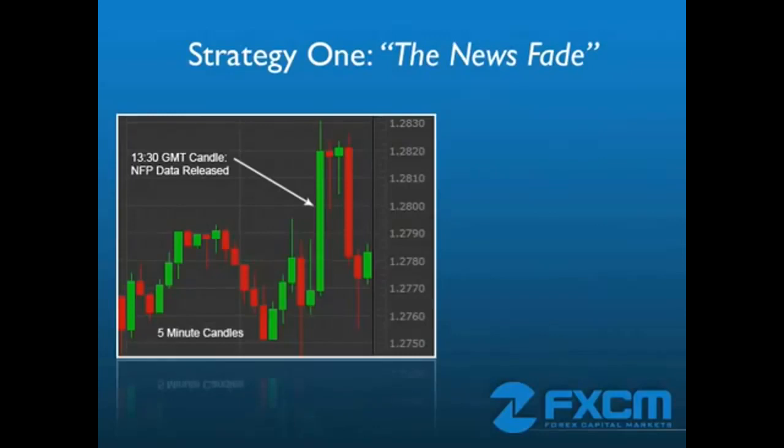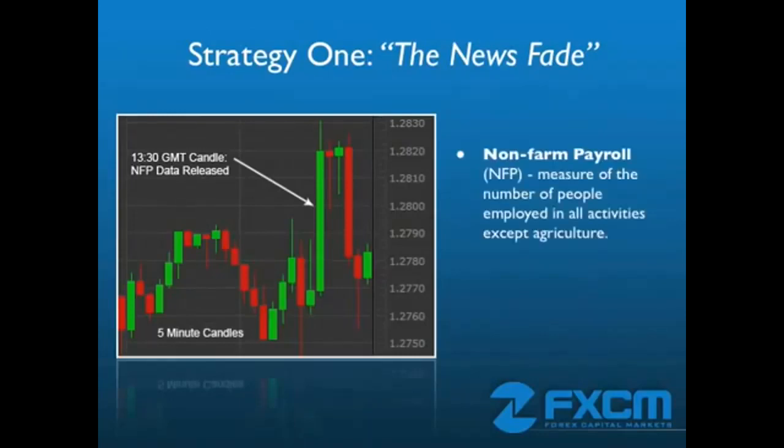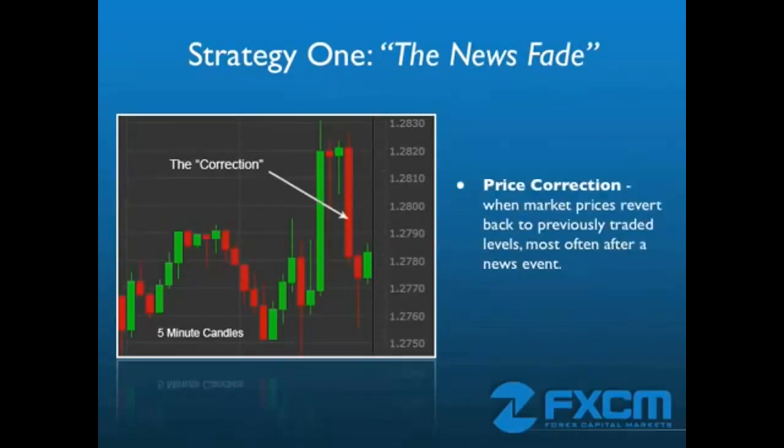Let's get started with the news fade strategy. When a news event is released, there is often a lot of irrational market movement. For example, this large spike occurred in the euro-dollar immediately following the release of non-farm payrolls, or NFP. NFP is a measure of the number of people employed in all activities except agriculture. It is released on the first Friday of the month and is historically the most market-moving news event for the dollar. Now, what we are looking for with this strategy is the correction.